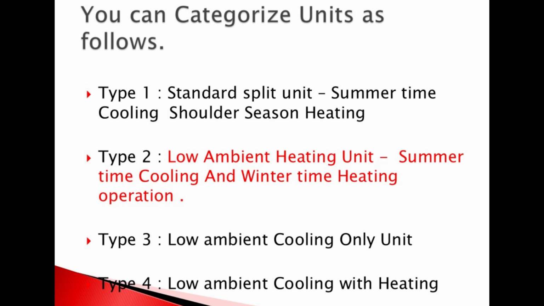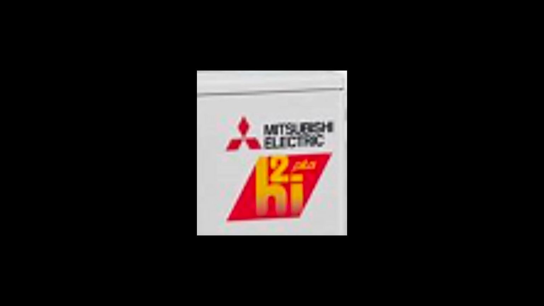Type 2. Low ambient heating unit, summertime cooling and wintertime heating operation. For this type of system, you need a special condenser unit that can operate effectively during winter. A standard unit won't suffice. Mitsubishi offers a Hyper Heat system that performs well in winter, maintaining a higher partial capacity. Heat pumps work by absorbing heat from the outside air and transferring it indoors. As the temperature drops, their capacity decreases. However, Hyper Heat units retain a higher partial capacity.